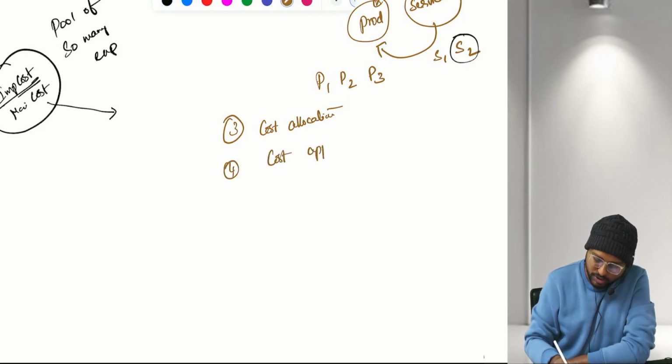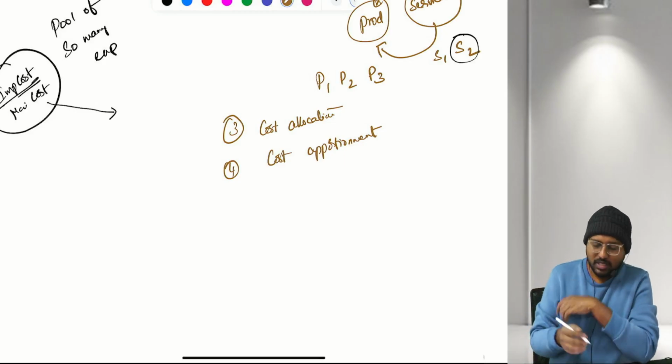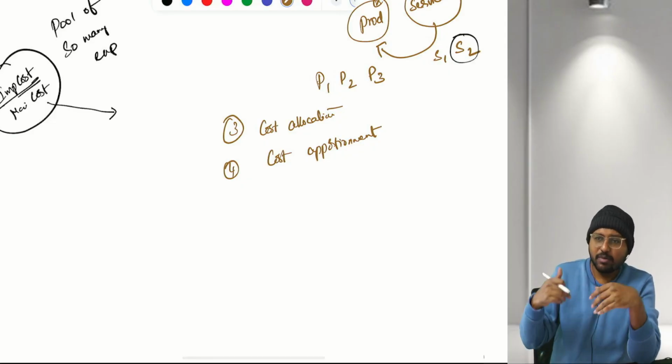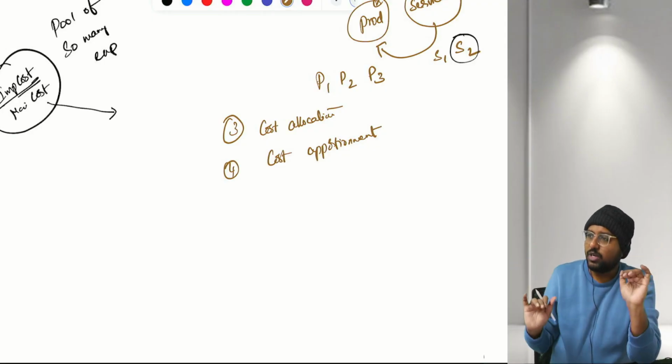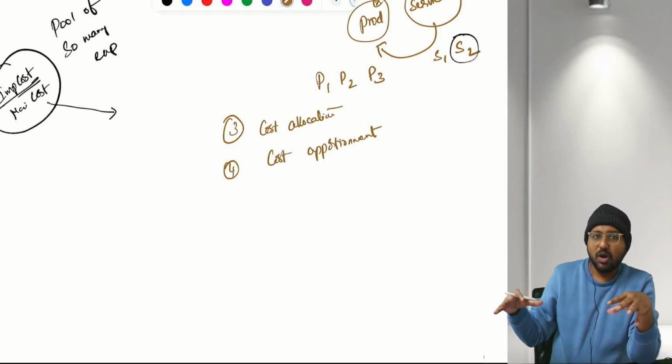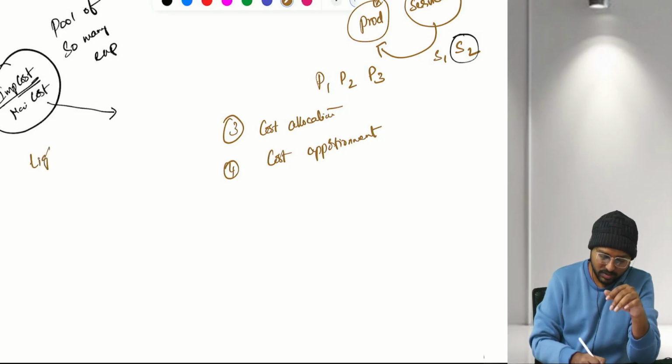After cost allocation, the next step is cost apportionment. Apportionment means: all the costs which are specific to a particular department are already given to that department. That is allocation, and that process is done. Now we will have some cost which is incurred by all the departments. For example, lighting cost.